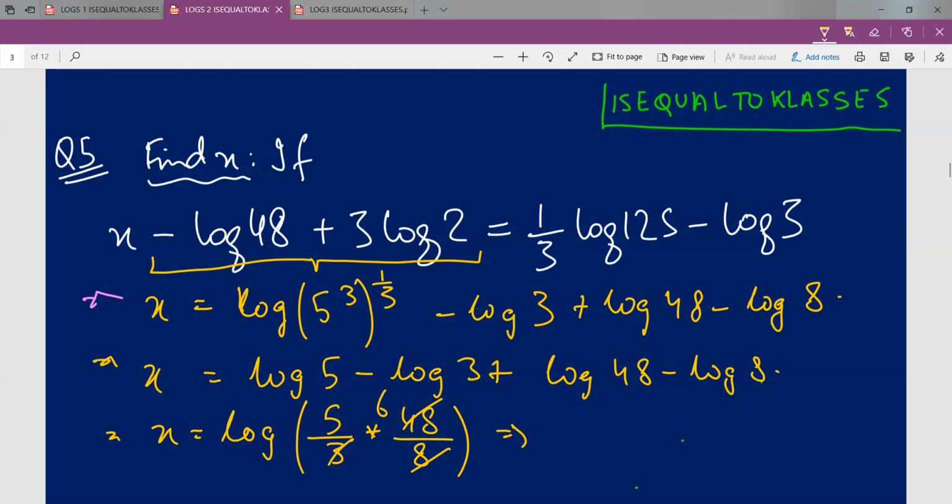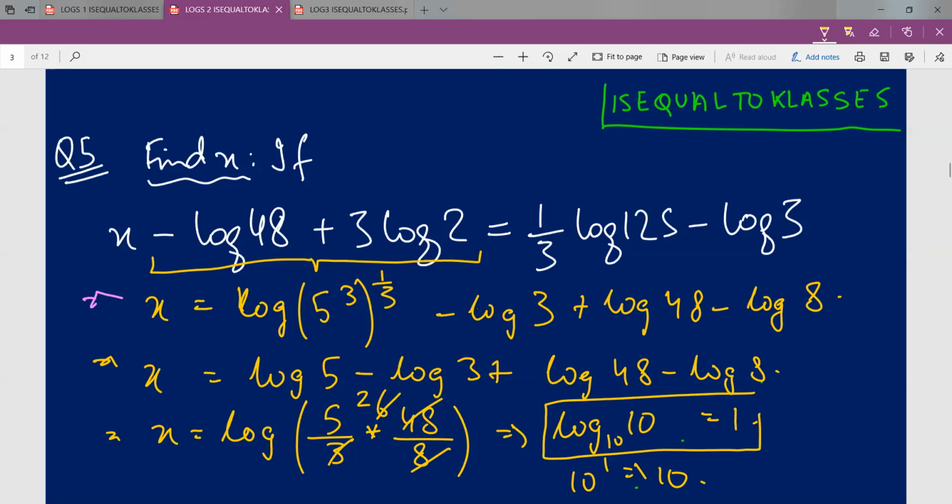6 8s are 48, 3 2s are 6, and 5 2s are 10. So therefore log of 10 to the base 10. So in my previous videos, I may have told you that if there's no base mentioned, we would assume it as 10. So log of 10 to the base 10 will be equal to 1. Why? Because in exponential form, we could write this as 10 raised to 1 is equal to 10, thereby proving that log of 10 to the base 10 is equal to 1. So this is our question number 5, which brings us to the end of this video, this lecture.